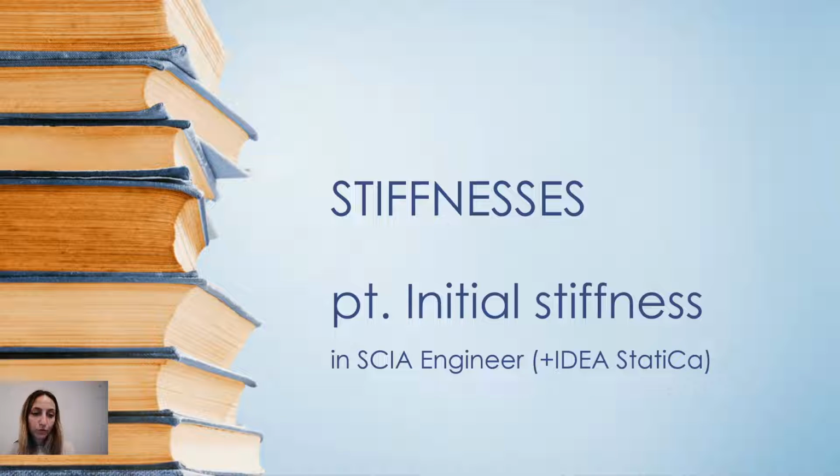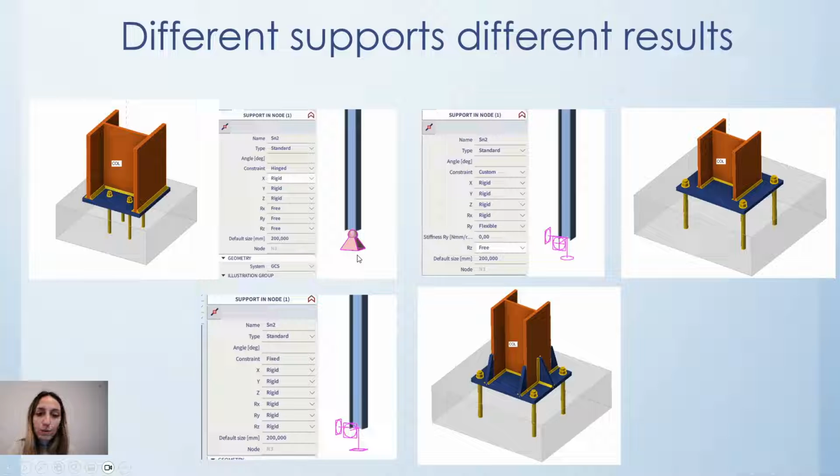But before I move to my model in SCIA Engineer, first I will give you some intro of why stiffnesses are so important and what changes to expect when you change the stiffness of a certain node. So today's example will be the stiffness of a fixation of a column, and this column will be part of a very simple frame.